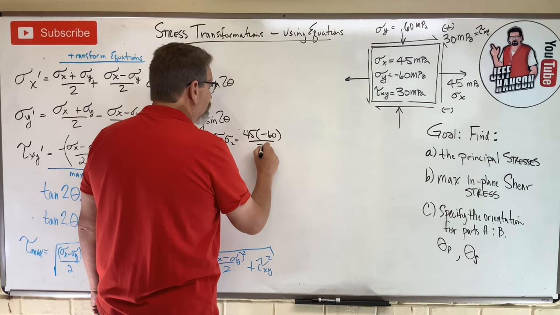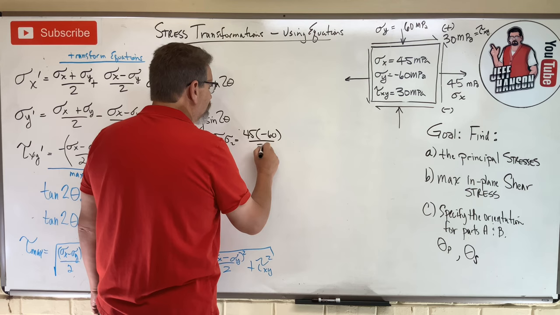We're doing this guy down here, okay? So tan 2 theta S, this is not theta P, is equal to, okay, here we go. It's the negative reciprocal of this top guy, isn't it? Who's on the bottom down here? 30. Who's on the top? Sigma X minus sigma Y. So 45 minus a minus 60, and then all of that divided by 2. Okay. All right, what is that? Minus a minus is a plus.